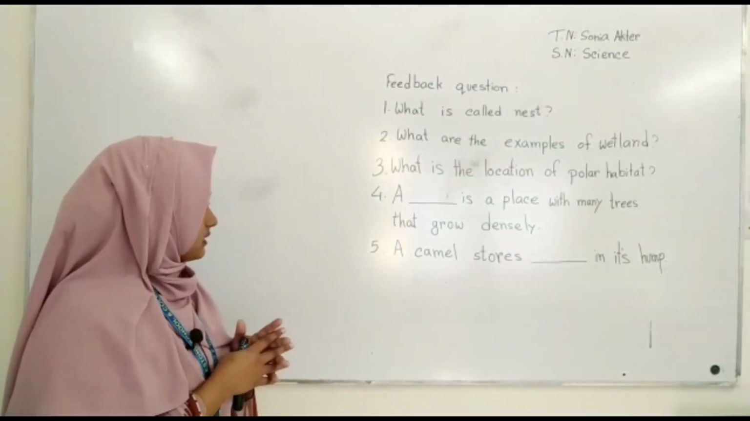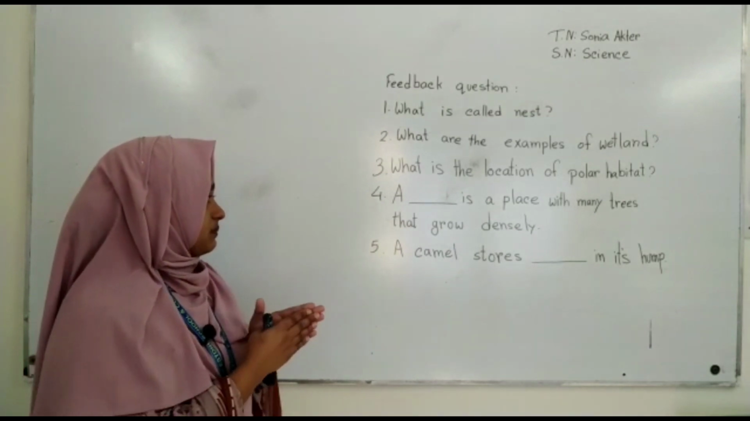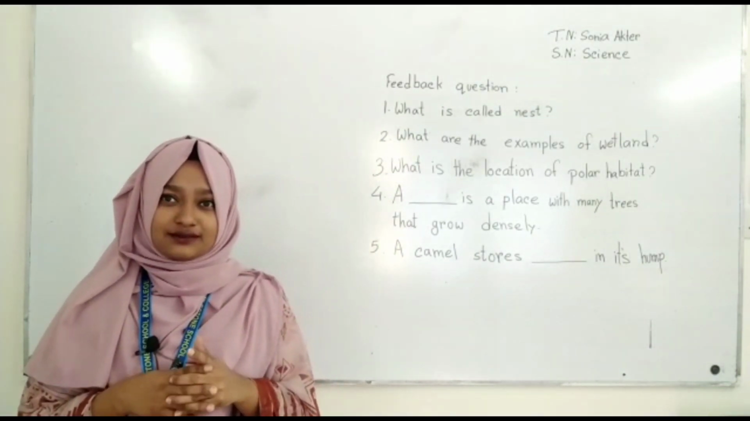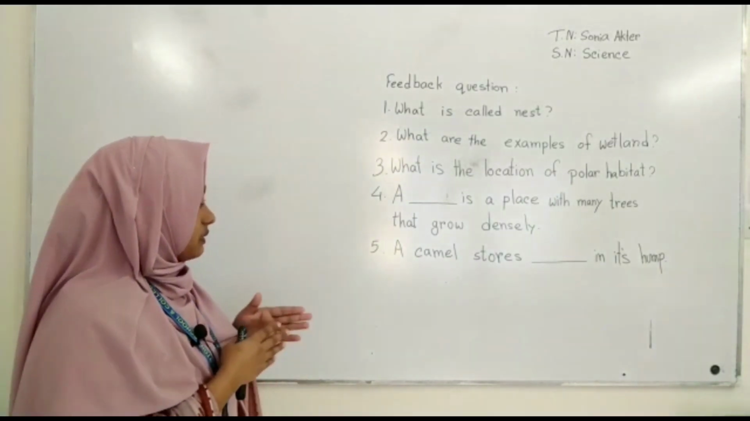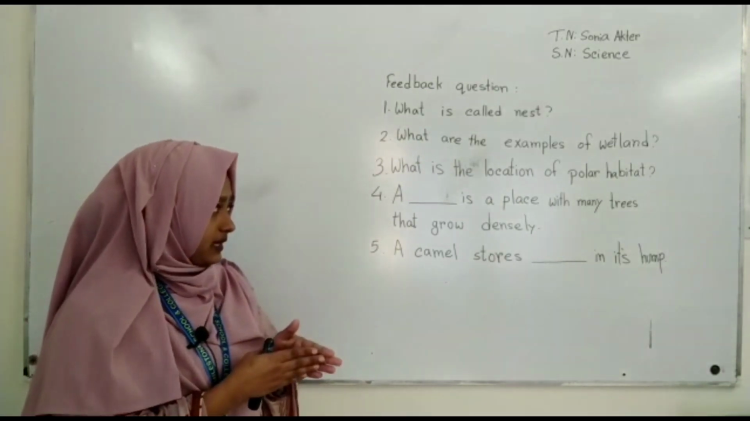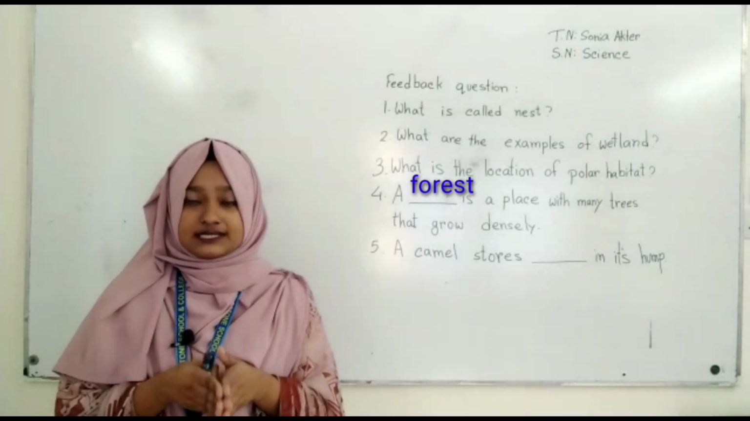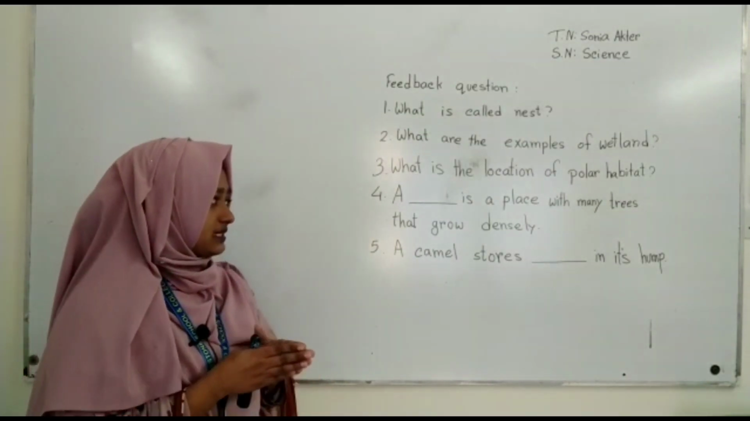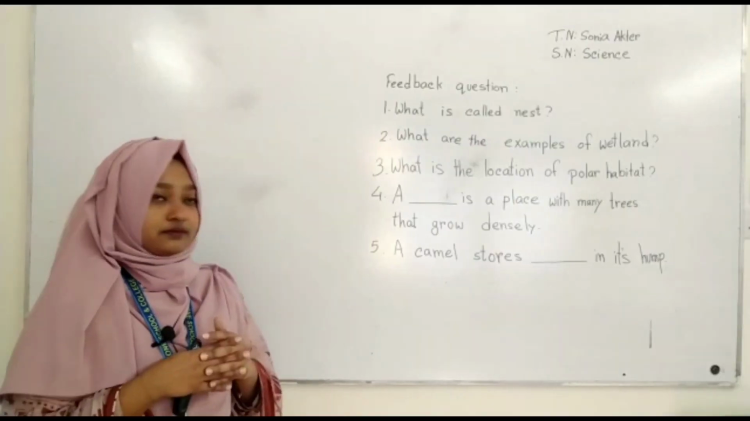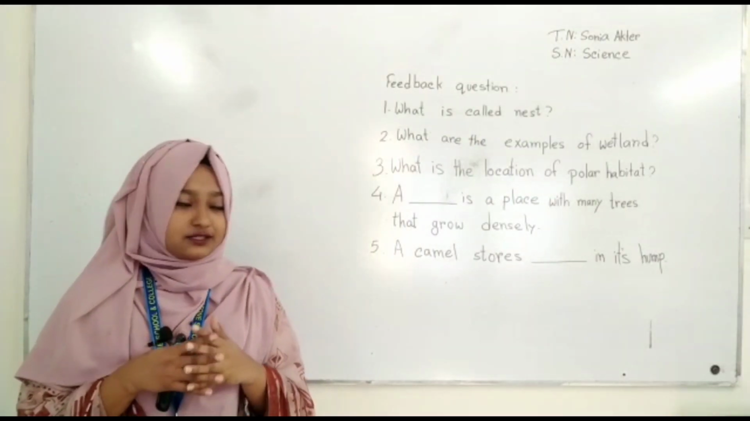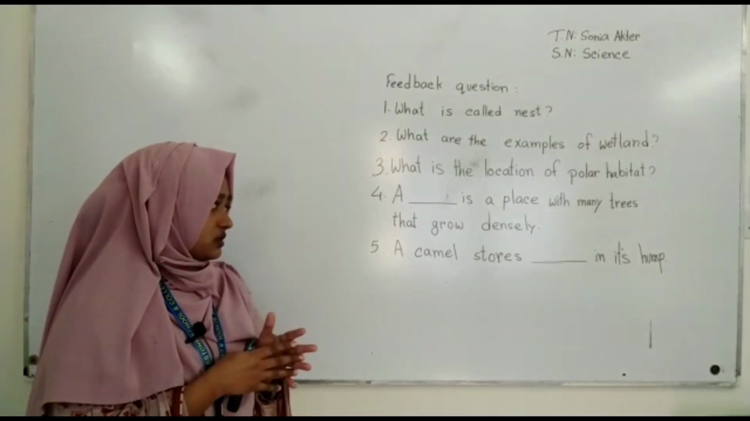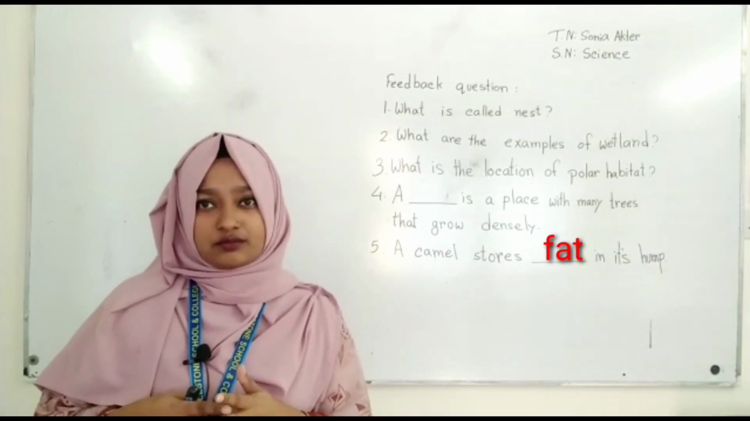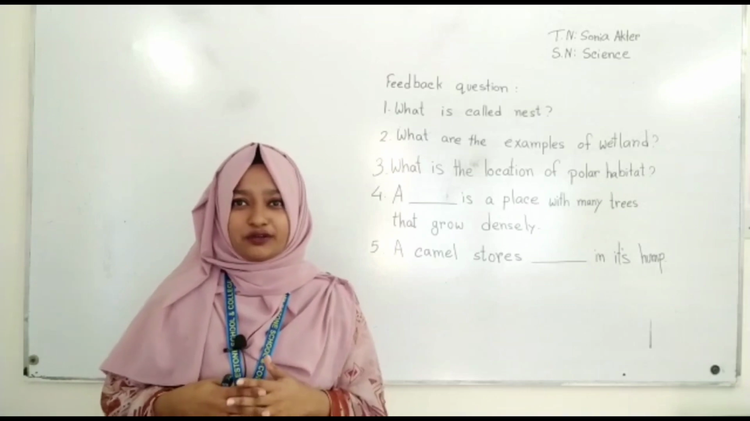Question number 4 is, a dash is a place with many trees that grow densely. Can you tell me what the answer will be? The answer will be, a forest is a place with many trees that grow densely. Number 5, a camel stores dash in its hump. The answer will be, a camel stores fat in its hump. So let's move to today's discussion class of broad question answers.